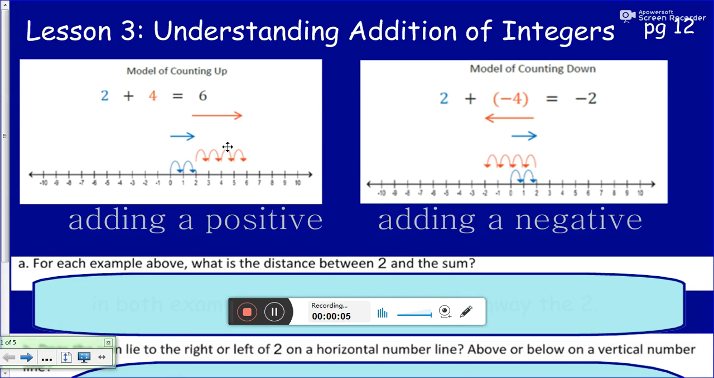Hello and welcome to Lesson 3, Understanding Addition of Integers. If you would please turn to page 12 in the notes section of your math binders.